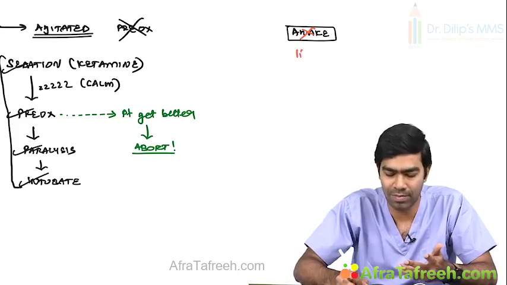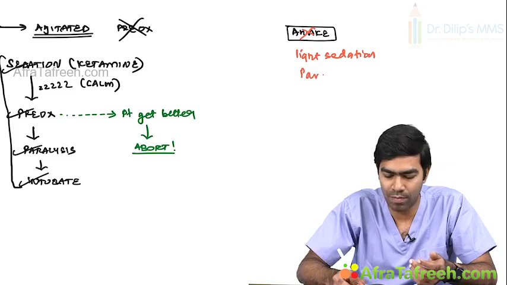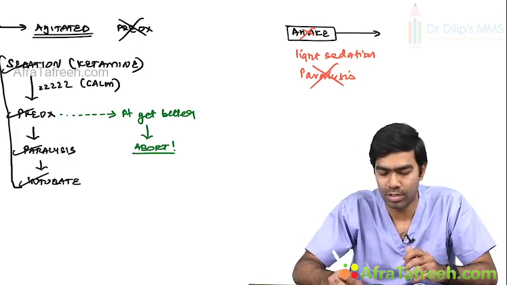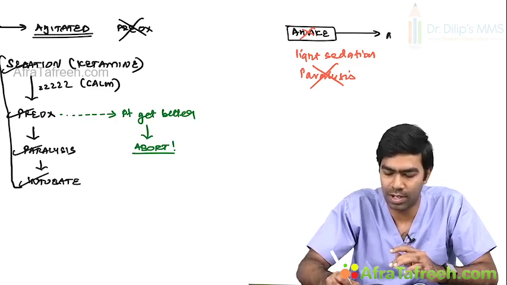So here the patient will be having light sedation. Still the patient will be sleeping, but you are just giving a light sedation. But the most important fact is that you are not going to paralyze the patient at any cost. So why? Because the indication for awake intubation is anticipated difficult airway.